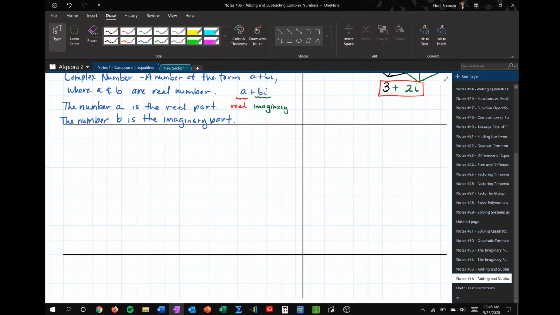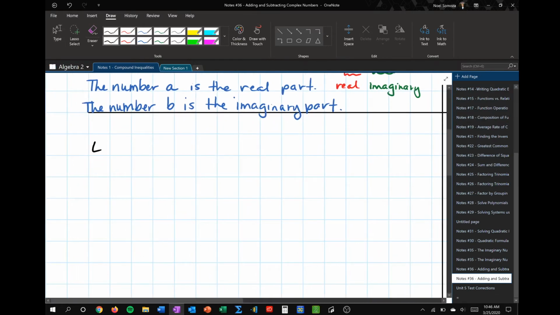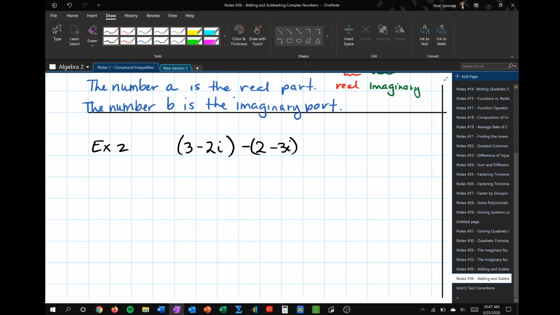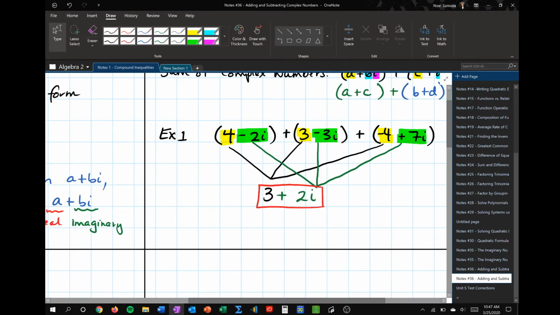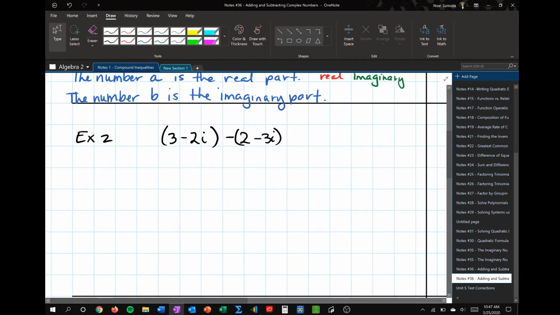Okay, so example number 2 now. Something similar. Let's say we're given 3 minus 2i minus 2 minus 3i. So now here you're given a subtraction of a complex number. Before it was addition, so I could just add in between. When I have subtraction, the thing to be aware of is I need to distribute the negative the same way you would with a regular expression. Distribute the negative and then combine everything else after.